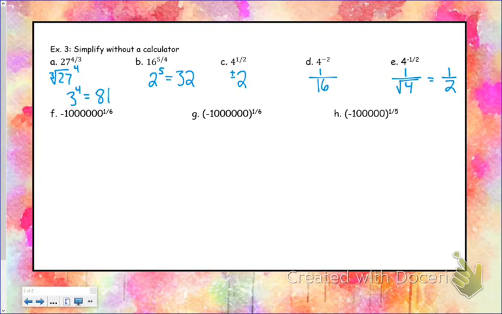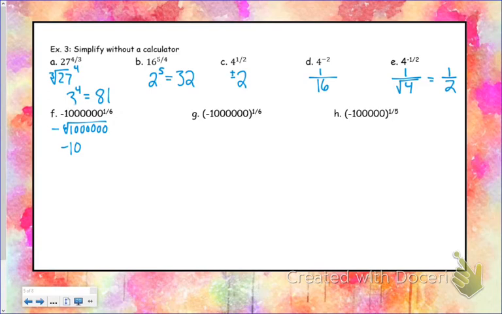All right, so talking about our tens, so this is the 6th root of 1,000,000, and the negative is out in front. It is not in the parentheses. So this means that I'm going to find the 6th root of 1,000,000, and then that answer is going to be negative. So this is a negative 10.